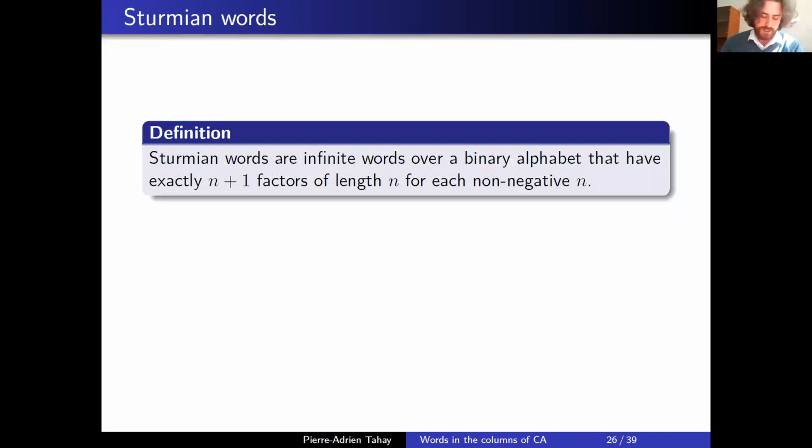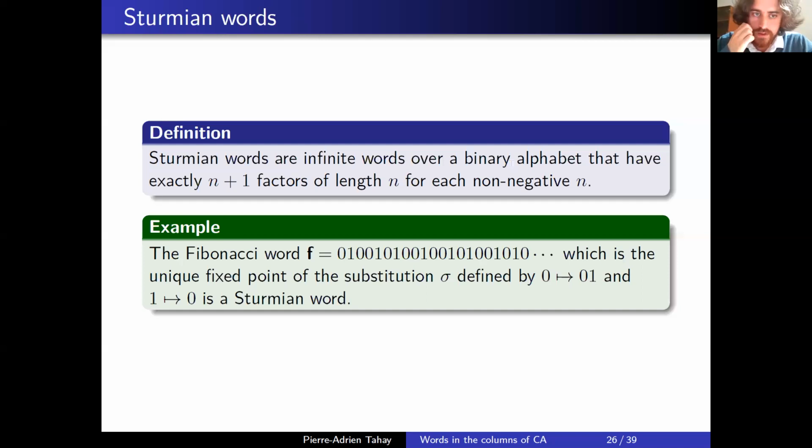Now, in this last part, I will speak about Sturmian words. Sturmian words are infinite words over a binary alphabet, such that they have exactly n plus 1 factors of length n for each nonnegative n. For example, the Fibonacci word, which we can define as the unique fixed point of the substitution 0 to 01 and 1 to 0, is a Sturmian word. I think it's the most famous Sturmian word.